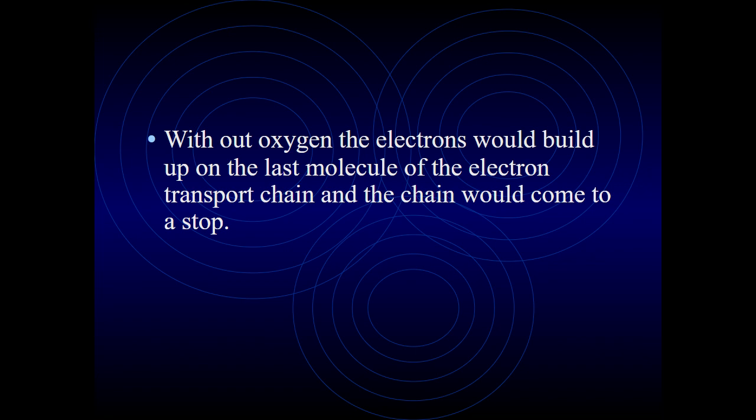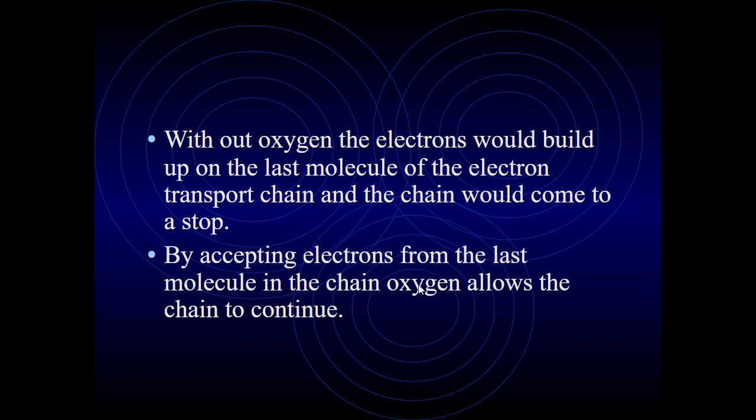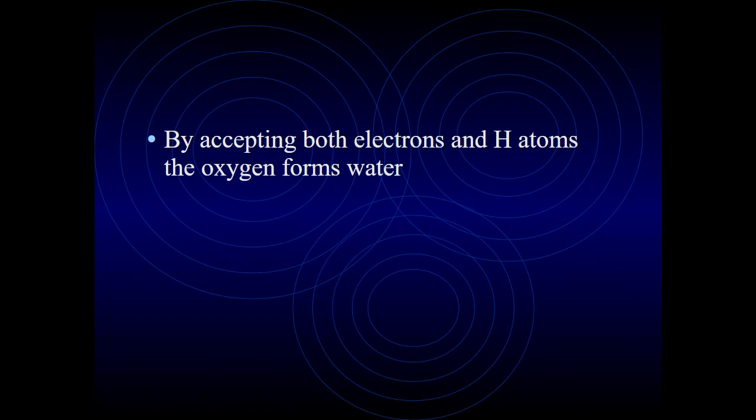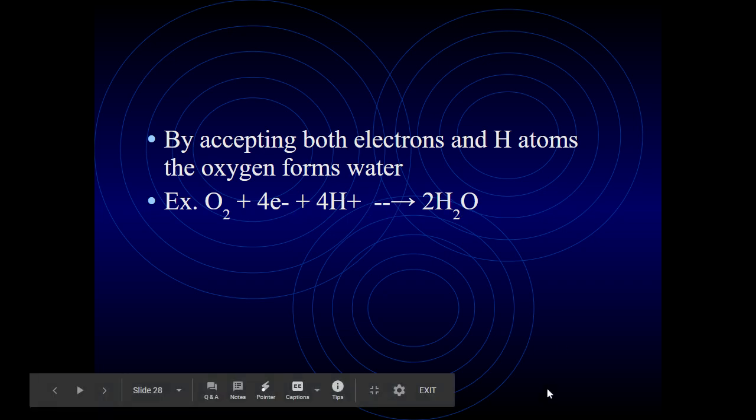Without the oxygen, electrons would build up on the last molecule of the electron transport chain. The chain would come to a stop. Because of the oxygen, it accepts the electrons and allows the chain to continue. So of course, it's accepting these electrons, which are your hydrogen atoms, and it is creating water. So you'll see it gains 4 electrons and 4 H plus, sorry, and then you have H2O.